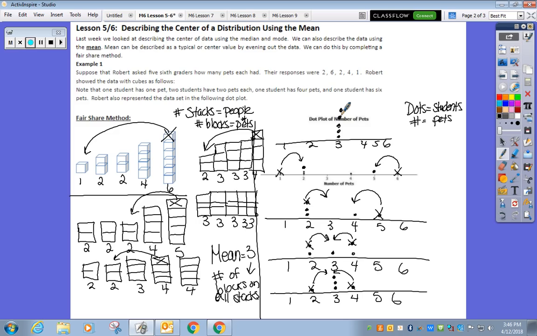Okay, so again, the mean is the 3. And you find your mean by the number the dots all end up above. Okay, so the number on the number line is your mean. The number of dots above it was the number of people that you started with. Okay, so that's the fair share method.